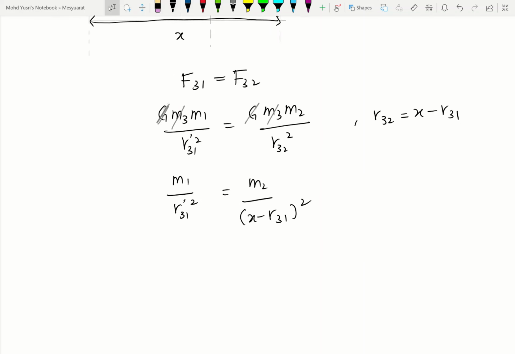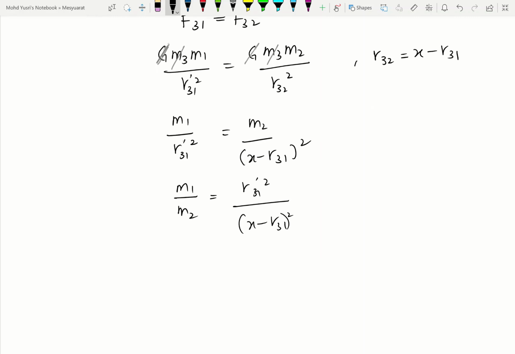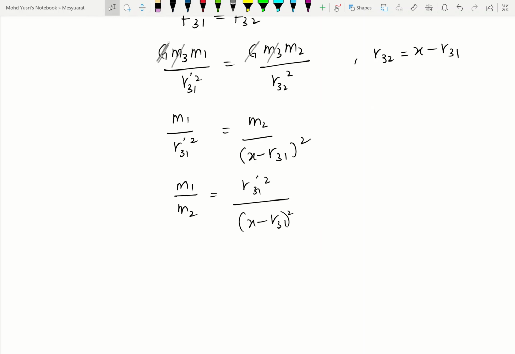Okay, so I like to rearrange this equation. So I have M1 over M2 is equals to R prime 31 square over X minus R31 square. And then I don't like the square, okay, because we want to find R31. Okay, so susah kalau ada square. So I square root both sides. So the equations become square root of M1 over M2 is equals to R31 over X minus R31.